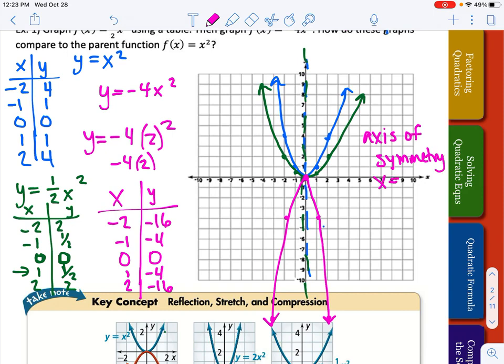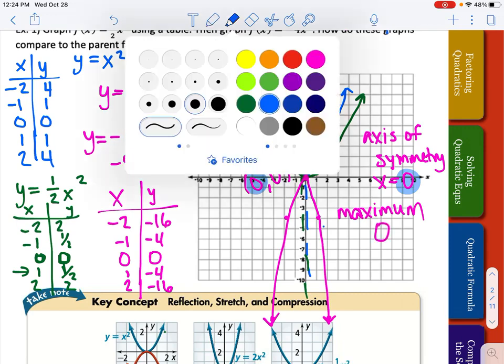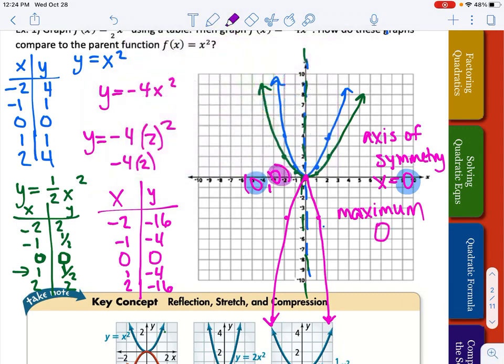Is x equals 0. It's that point of our vertex. These are all 0, 0. So the point of our vertex is 0, which means the axis of symmetry is 0. And then, say for the pink one, our maximum point is 0 because our y value is also 0. We'll do one where they're not the same so that way you can see. Okay?